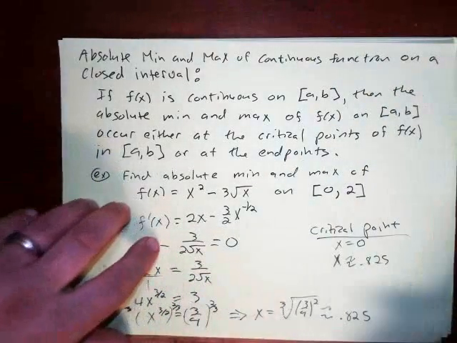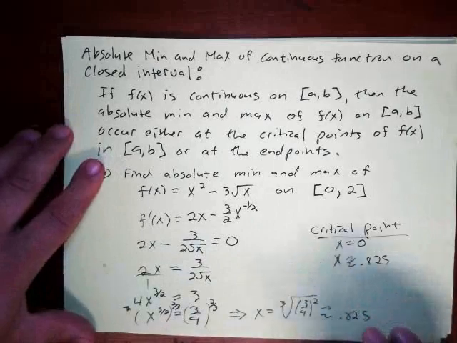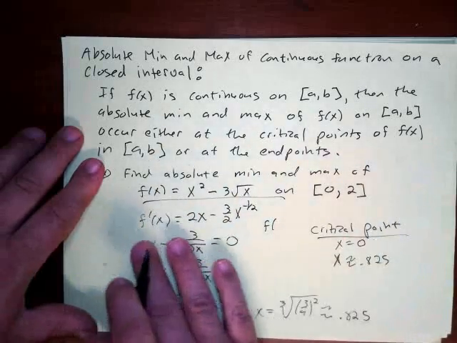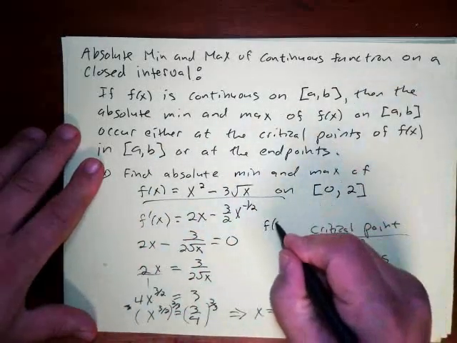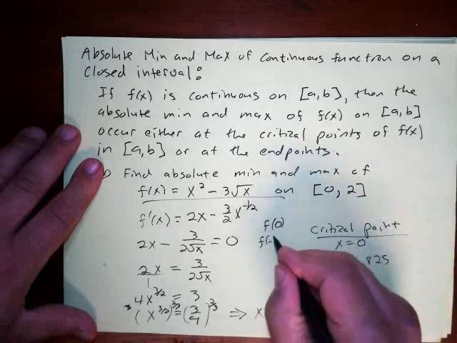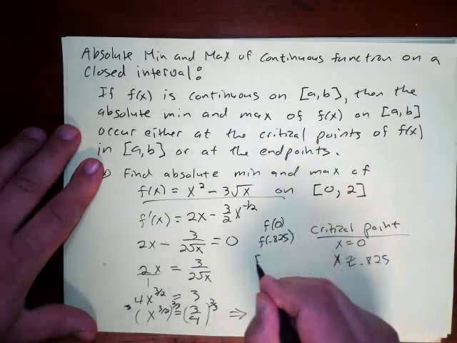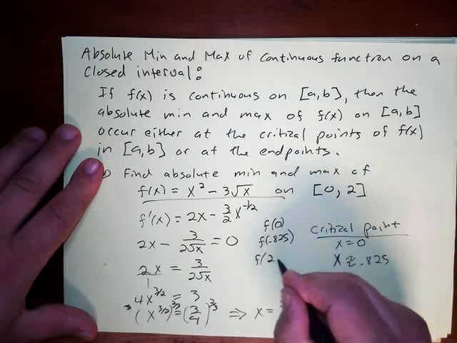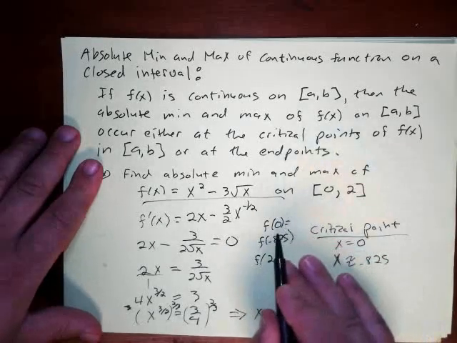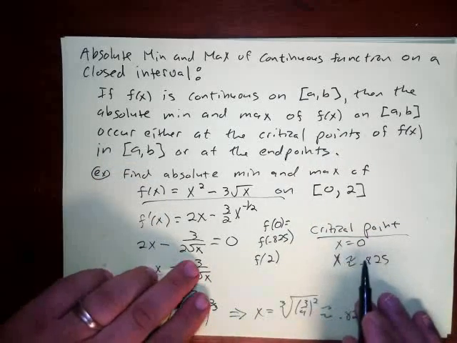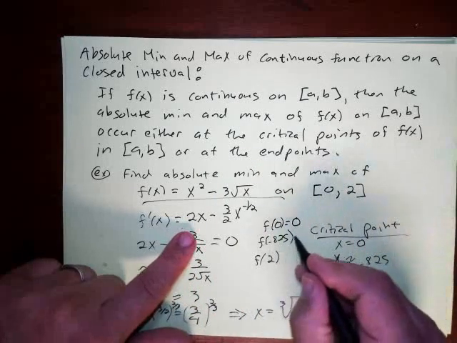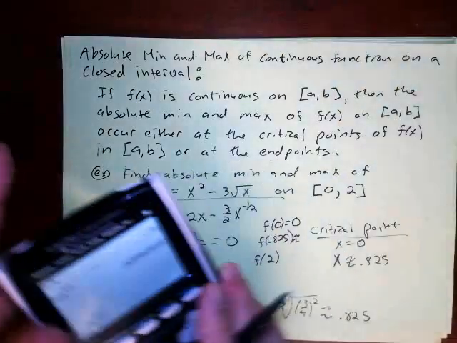Now to find where the maximum value occurs, I've got to remember to use the original function and not the derivative. I'm going to evaluate it at 0, at this 0.825, and at this other endpoint. So at the two endpoints and at the critical points, it's just that in this case, one of the endpoints happened to be a critical point. So if I plug in 0, I clearly get 0 here. So if I plug in 0.825, let's see what I get.